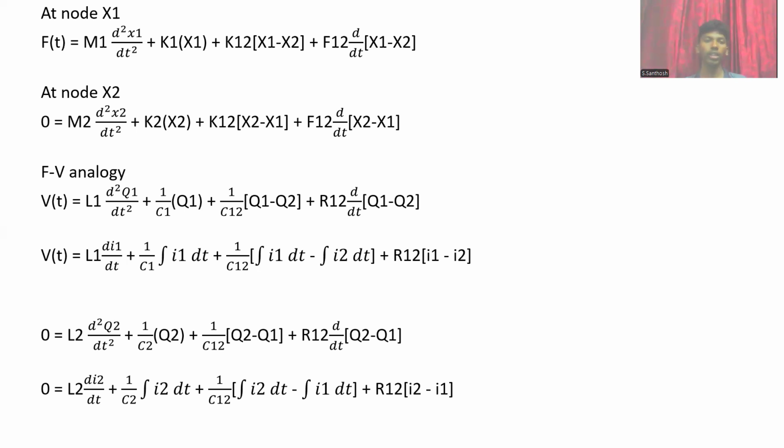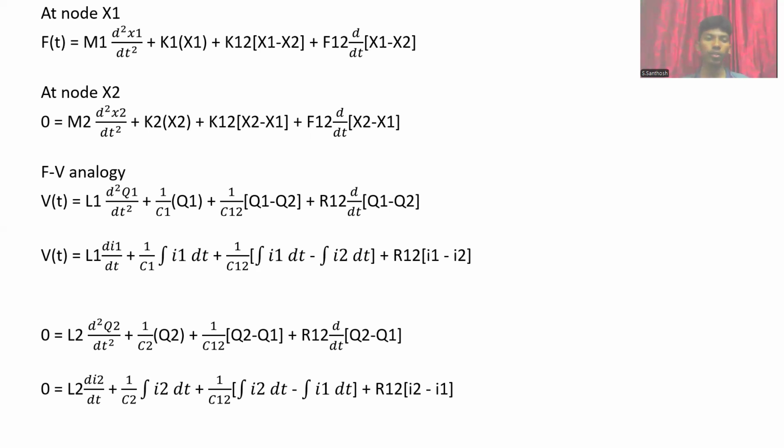Over here, you can see at node x1, we have f of t equals the equation because the force is directly acting on mass body m1. And at node x2, because the force is not directly acting on the mass body m2, it is 0 equal to the equation. And over here, you can see that k12 and f12 have x1 minus x2 and x2 minus x1 present over there, instead of having just a particular x1 or x2 alone. Because the force is present between two displacements, at node x1, it's going to be x1 minus x2. And at node x2, it's going to be x2 minus x1.